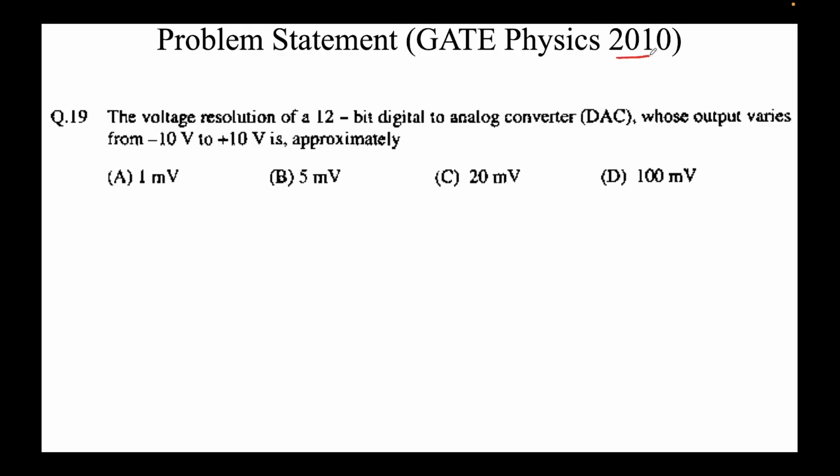The problem statement from GATE Physics 2010 reads as follows. The voltage resolution of a 12-bit digital to analog converter whose output varies from minus 10 volts to plus 10 volts is approximately. This is a multiple choice question. We have been given 4 options and we have to find the correct one. Only one option is correct, by the way.